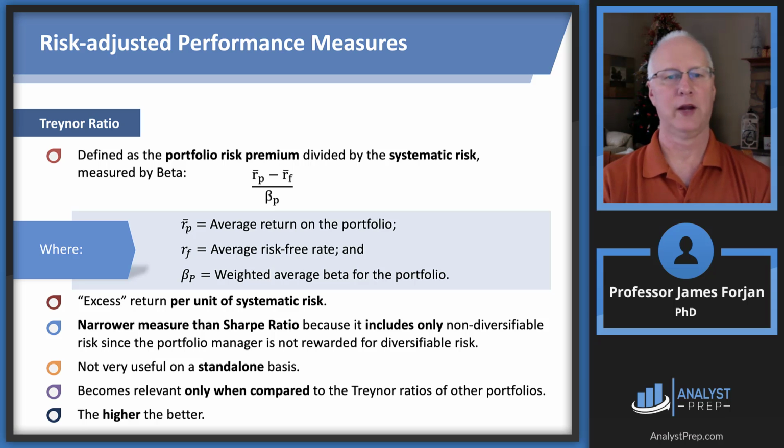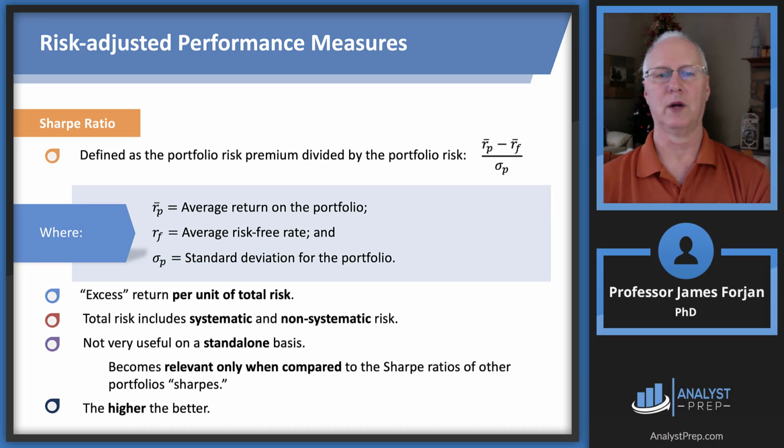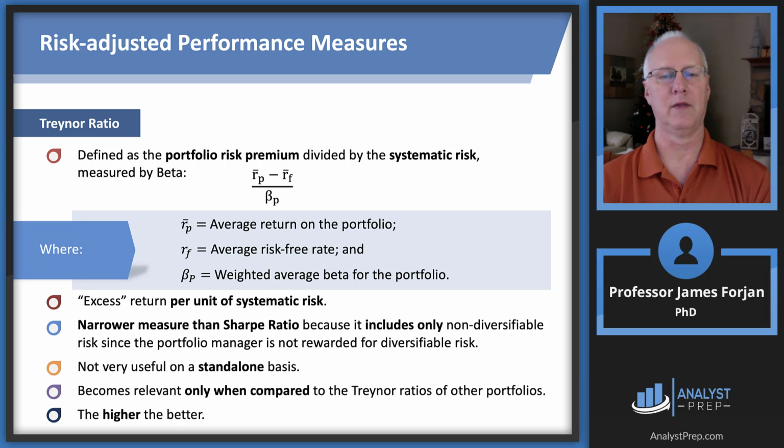The Jack Treynor ratio, this is virtually identical. However, Treynor assumes that we're holding well-diversified portfolios, and as such, we have eliminated the unsystematic component, so all we're left with is systematic risk. And so notice that instead of, here, let me go back here real quick, instead of standard deviation in the denominator, we have beta of the portfolio in the denominator.